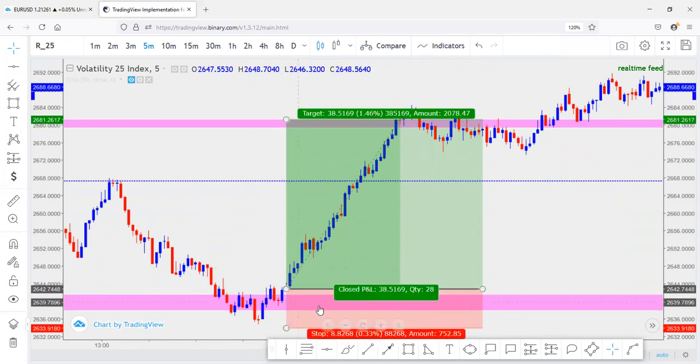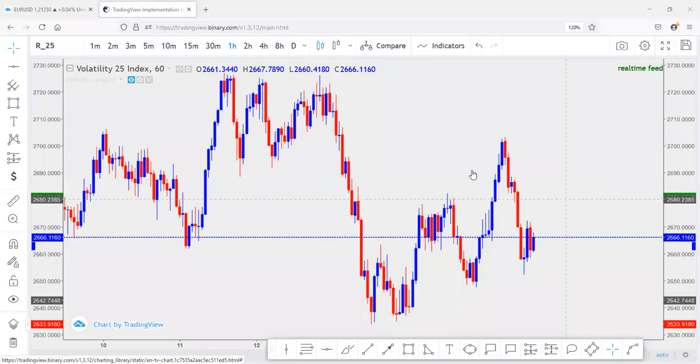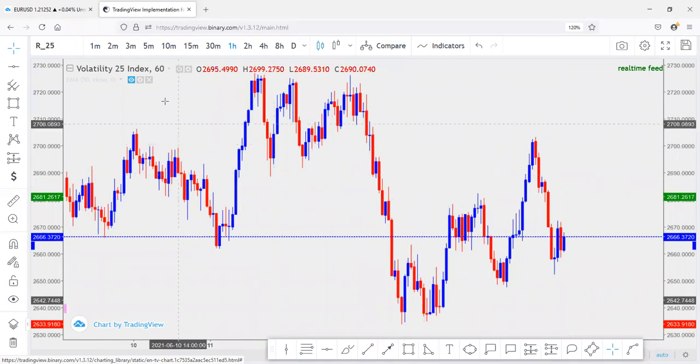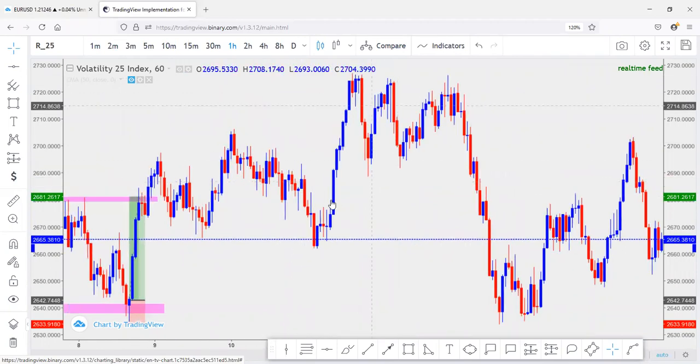So we will look at another example, and I will show you how I use this support and resistance strategy. So we have another example. We are still on volatility 25, still on the 1 hour time frame. So we look at this market on this area here.